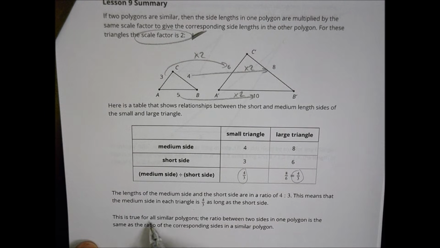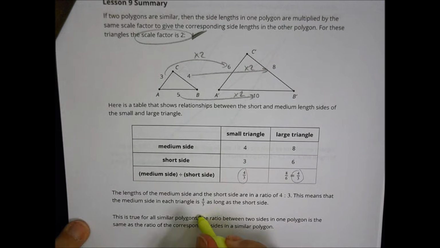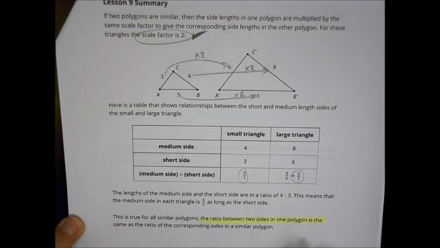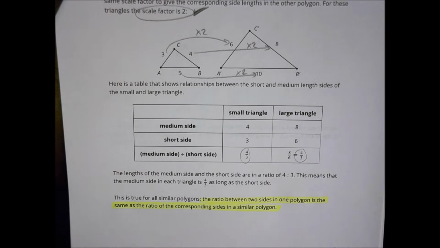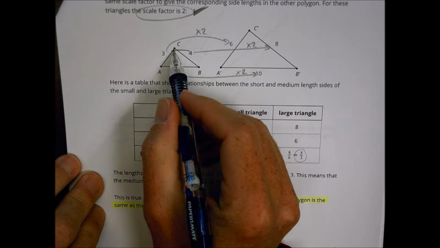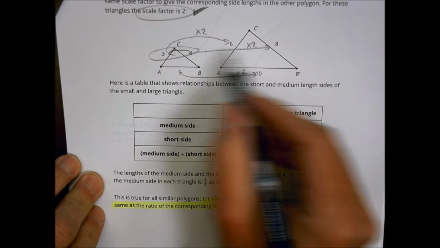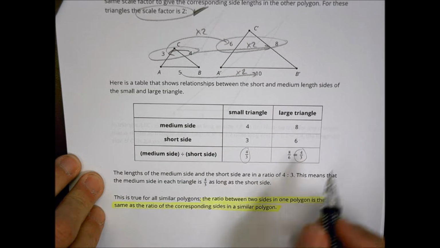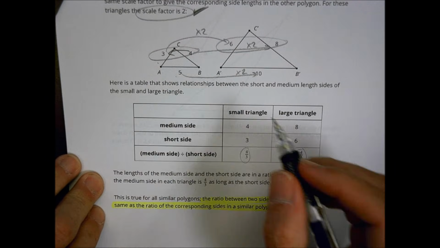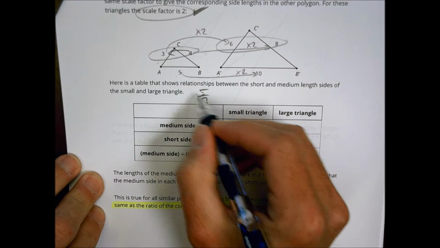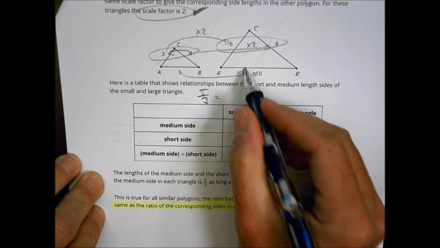This is true for all similar polygons. The ratio between two sides in one polygon is the same as the ratio of the corresponding sides in a similar polygon. So if we can figure out that the ratio is going to be, in this case here, 4 to 3, that should also be 4 to 3 there. That's the idea. Can we do it for other ones too? Sure. What if you did 5 to 3? If we did 5 to 3 there, what should that equal? Well, does it equal 10 to 6?